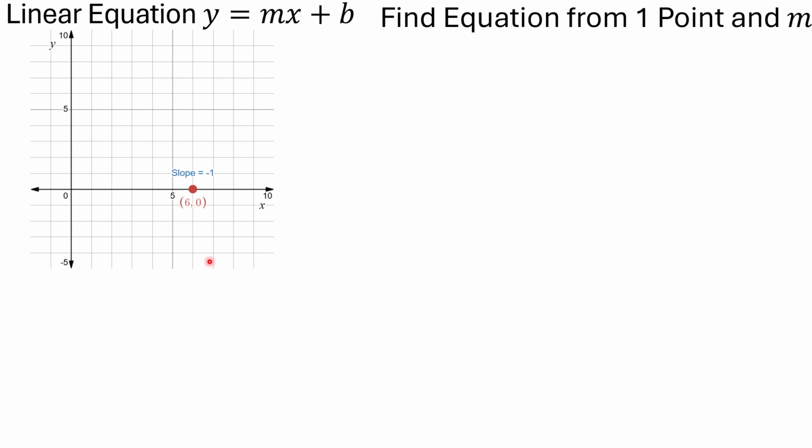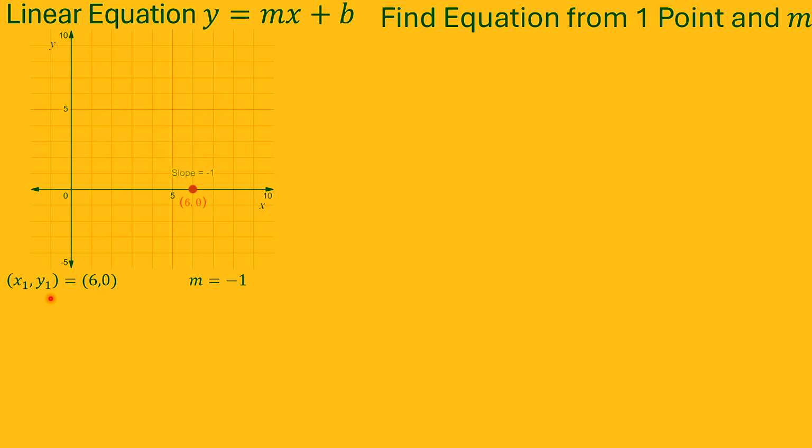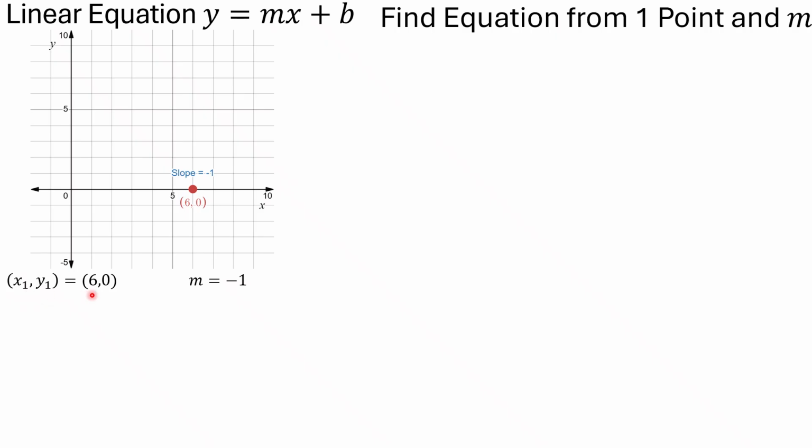So here's one problem. We're given the slope of -1, and we're told that we have a point along the x-axis at 6, 0. So let's take a look. So my slope m is -1. My point is 6, 0. And I can rearrange this equation to directly solve for my y-intercept b. If I rewrite this equation, then I get b is equal to y minus mx.